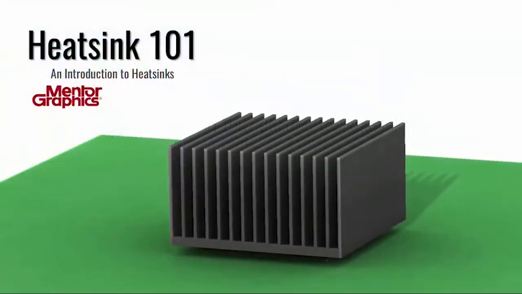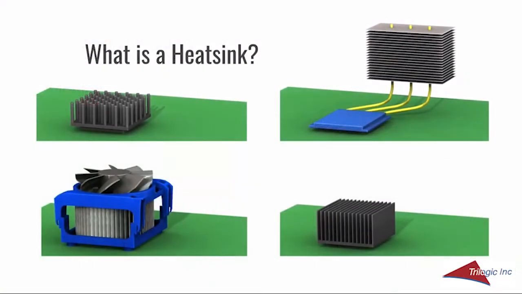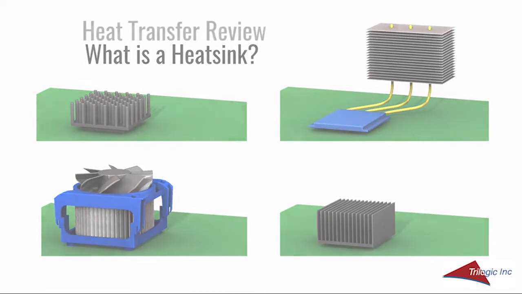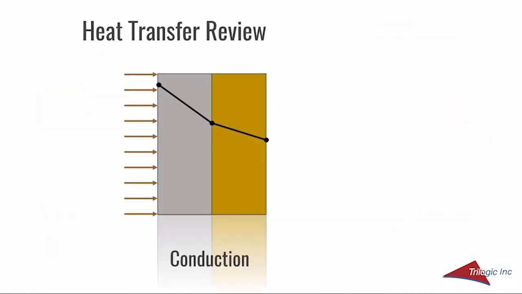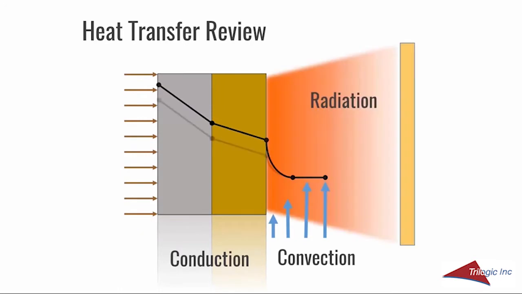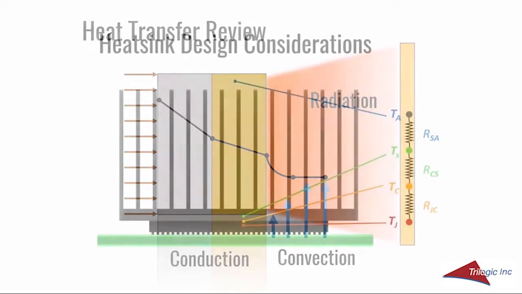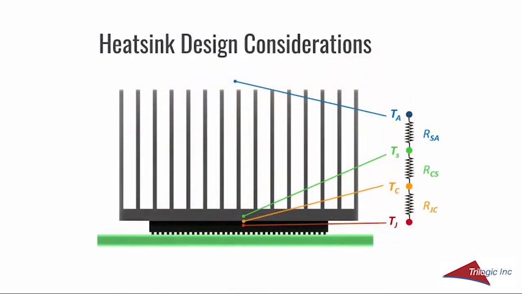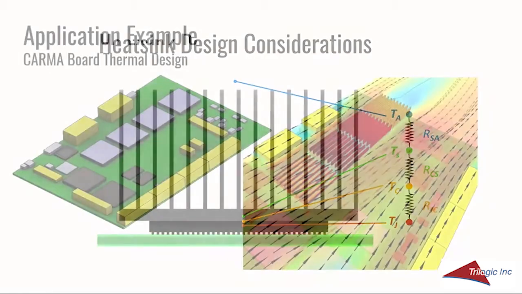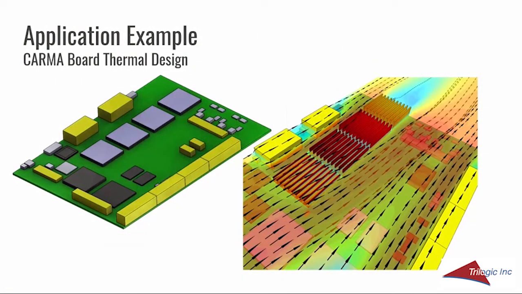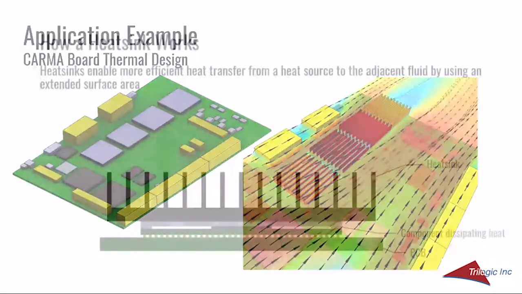Thank you and welcome to Heatsink 101, an introduction to heat sinks. Topics that we will discuss include what is a heatsink, a brief heat transfer review as related to heat sinks, which includes conduction, convection, and radiation. In addition to heat transfer, we will discuss other factors that influence heatsink design. Finally, we'll discuss an application example based on the Karma board from the California Institute of Technology for use in the Owens Valley Radio Observatory.